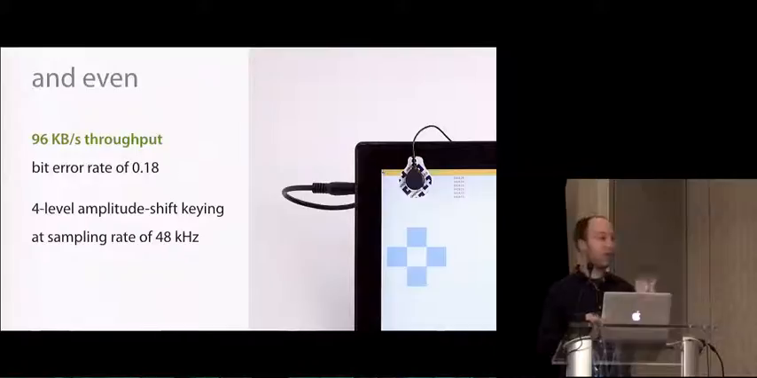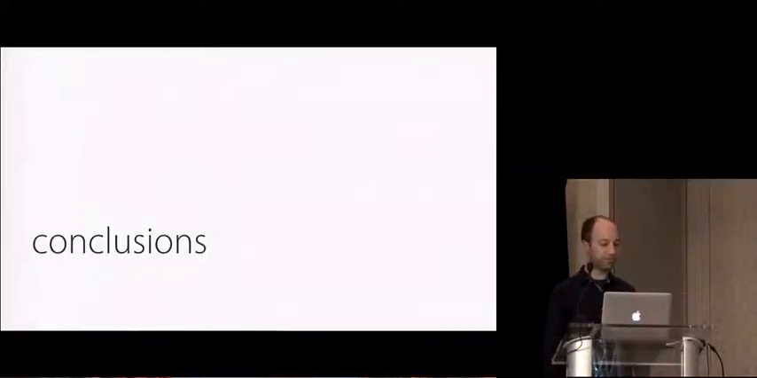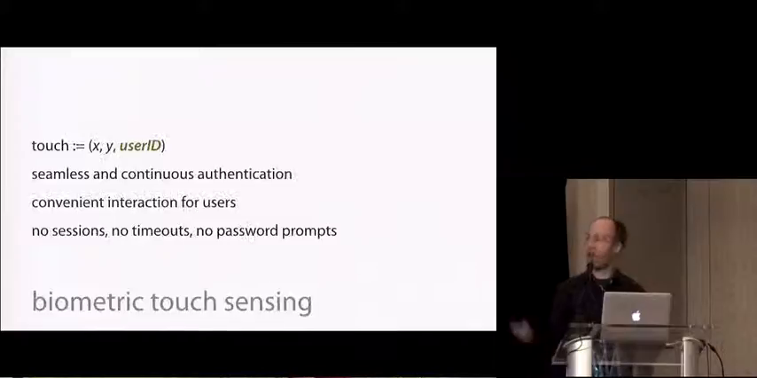And what's really cool is it inspired us to push this system to the limit. We achieved a 96 kilobyte per second throughput with 18% bit error rate by maximizing the sampling rate and then implementing amplitude shift key. So in conclusion, I talked about biometric touch sensing today, which seamlessly integrates continuous authentication into all interaction, convenient for users and fully transparent, and no sessions, no timeouts, no passwords.